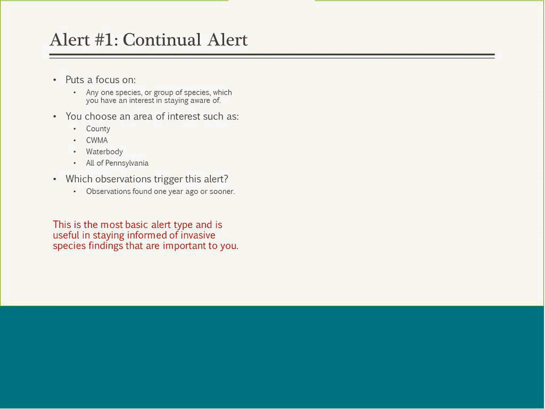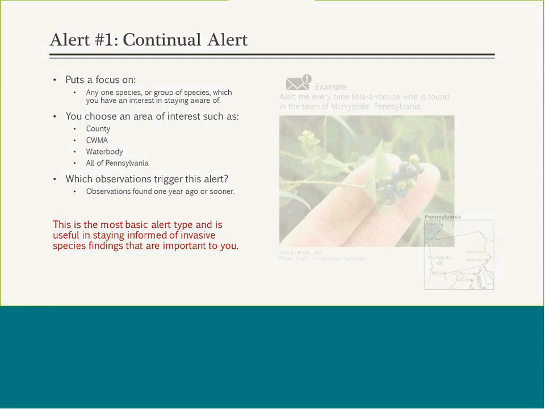Maybe you work specifically or are interested in a certain water body, so you might choose that. Or maybe you just want to know if a species is found anywhere in Pennsylvania. So you want to choose a geography that suits your interests. And then for a continual alert, the observations that will trigger this one are going to be more recent. So anything that's found 1 year ago or sooner. This is the most basic type of alert that we offer, and I would say if someone's going to set up an email alert, it's probably going to be this kind. So if you're interested in email alerts, I would definitely keep your focus on this one.